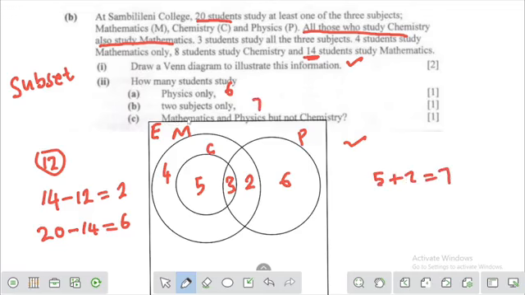Then how many students study mathematics and physics but not chemistry? How many students study mathematics and physics but not chemistry? So the answer here, for those who study mathematics and physics but not chemistry, we just focus on the 2 here. So the 2 is our answer. It's just 2 students there. Okay, that's what you have answered.